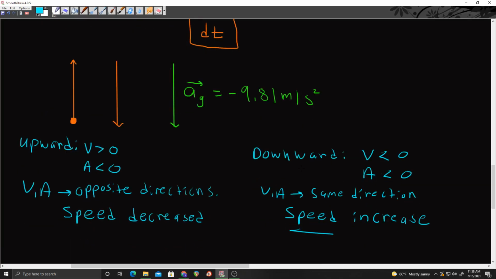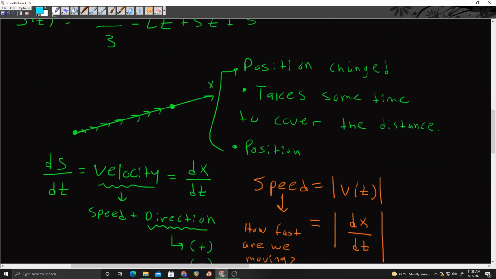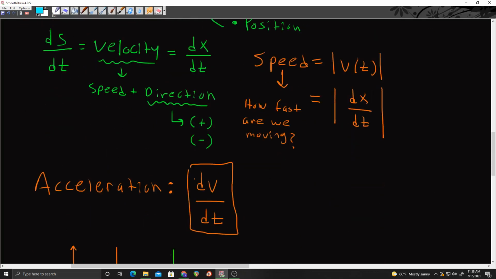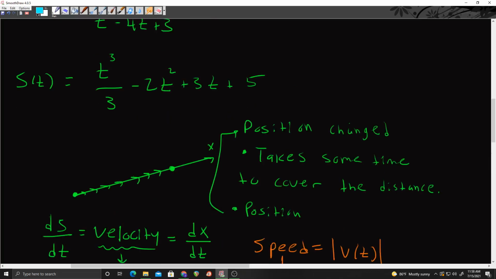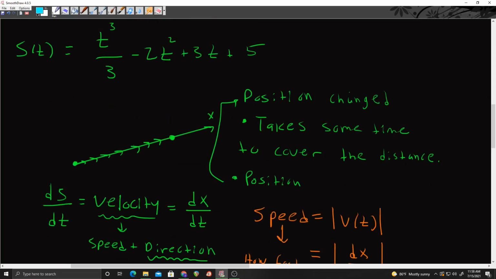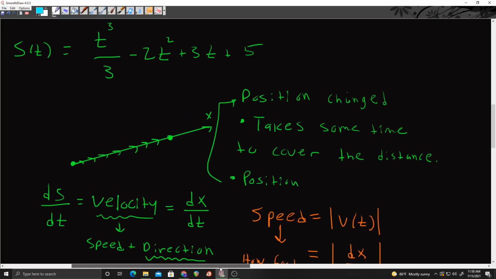So there we go. What are the big ideas here? Big ideas: velocity is the derivative of position. Acceleration is the derivative of velocity. Now, let us use our example here. Here's our position function. I'm going to write it over here.